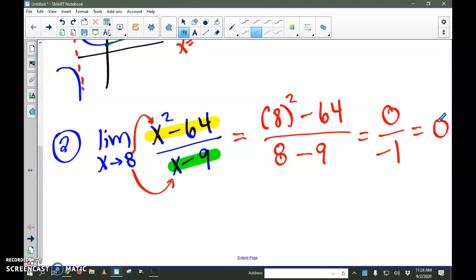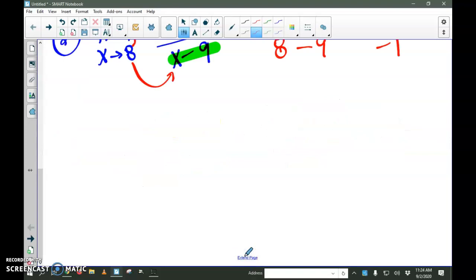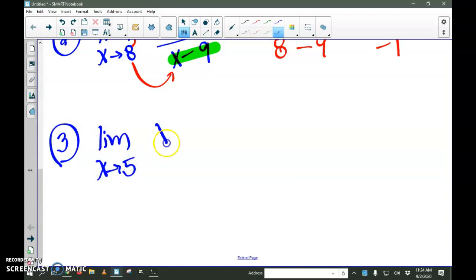So again, if I were to graph this function, and you could pause and graph it on your calculator if you want, I would see that as x approaches 8 on either side, the y value I get close to is 0. All right, let's take another look at a different function. So the limit as x approaches 5 of (x squared minus 25) divided by (x minus 5).